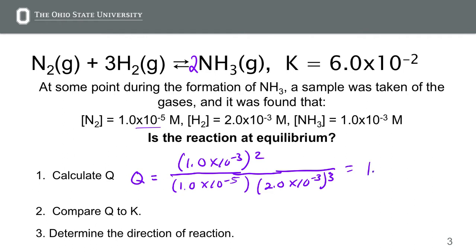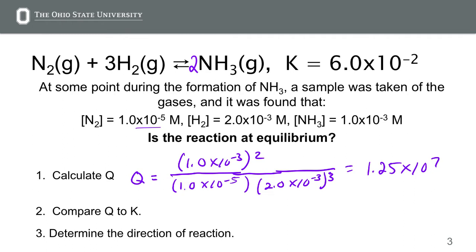Check my math here. 1.25 times 10 to the 7th. You got that? Okay, cool. I'll assume we've done it correctly. Okay, so we've calculated Q.